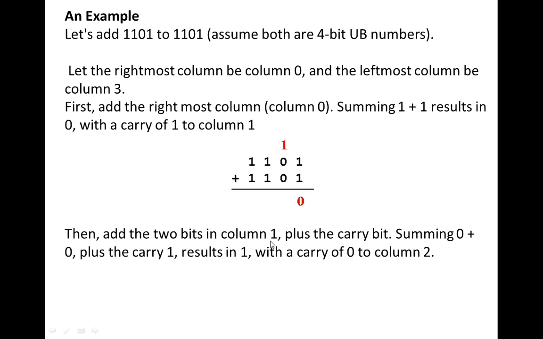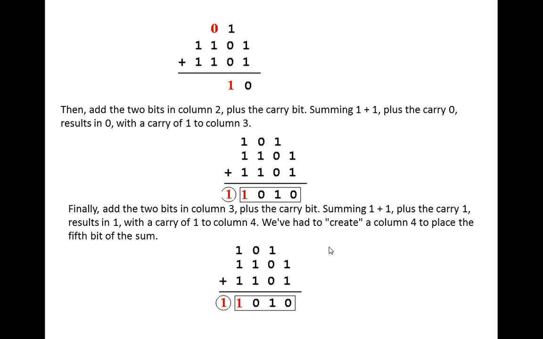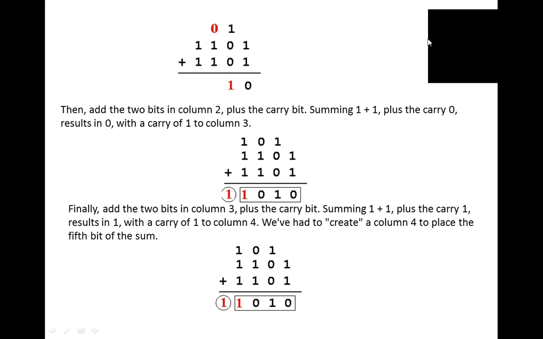Then add the 2 bits in column 1, this one and this one, plus the carry bit. Summing 0 plus 0 plus the carry 1 results in 1. So 0 plus 0 is 0, 0 plus 1 is 1 with a carry of 0 to column 2, because there is no carry forwarded to column 2. This is 1. So this is the first step, column 0. This is the second step, column 1. There is no carry, so this goes to 0. I think this is clear to you, Nelda.